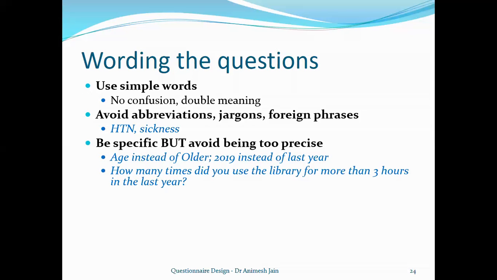Or if I say last year. Now, for example, if I say last year, this year, it is 2019. But for example, if I continue the study for a year, and when I reach January next year, now January when I collect, 2019 will not be my last year. So be specific. Now, again, specific is okay, but too precise.